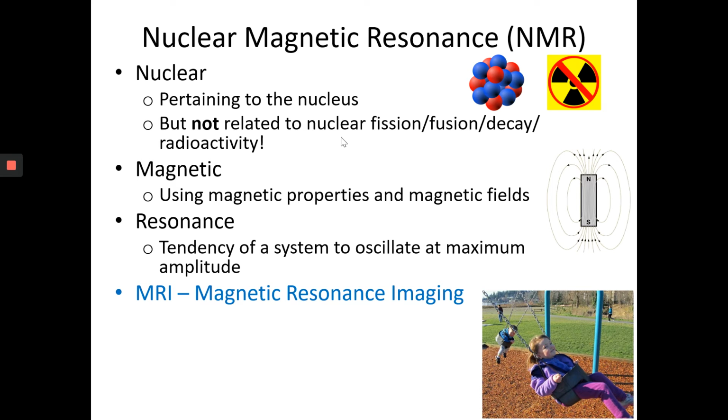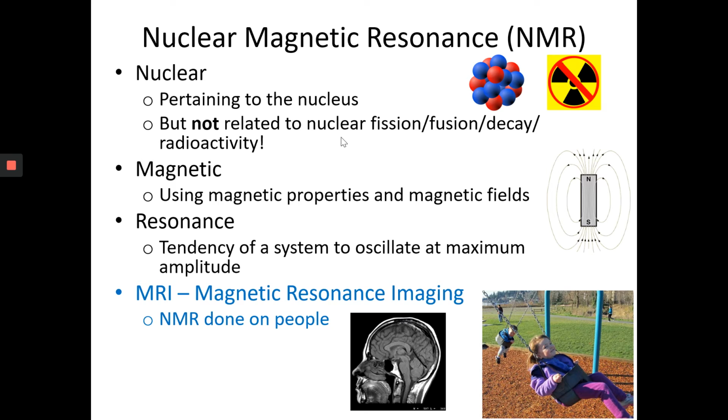If you've heard of MRI, MRI is basically this exact same technology, but its medical application. So when you do NMR to people, we call that MRI. And some of you may have even had an MRI. Basically, it's a way to look at the different tissues in your body. The water areas and the areas that are higher in protein or higher in fat have different resonant frequencies. And so you can see what's going on inside of a person without cutting them open.